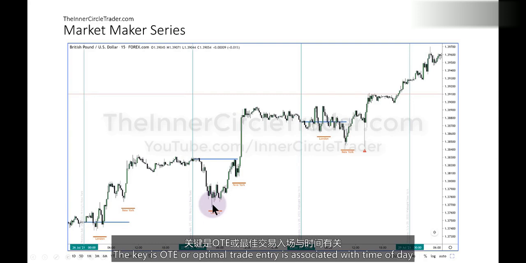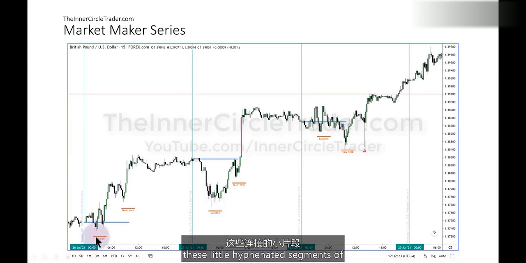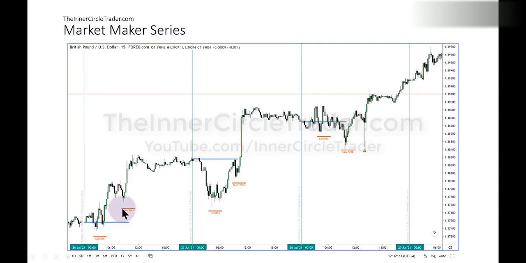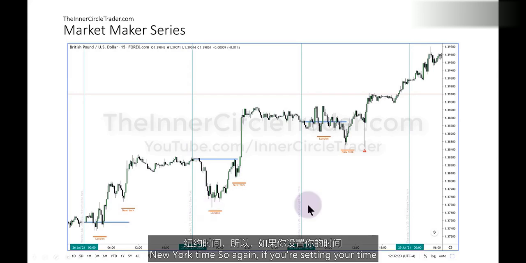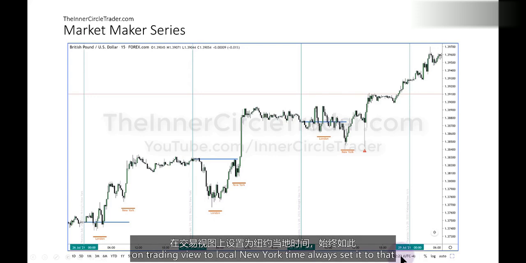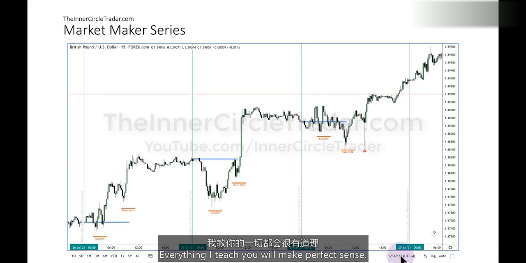The key is OTE, or optimal trade entry, is associated with time of day, a kill zone. These little hyphenated segments of annotation on the charts, London is delineated by 2 a.m. to 5 a.m. New York time. So again, if you're setting your time on TradingView to local New York time, always set it to that. No matter what location you are around the world, always look at TradingView through the lens of New York, period. If you do that, everything I teach you will make perfect sense. You won't be confused.